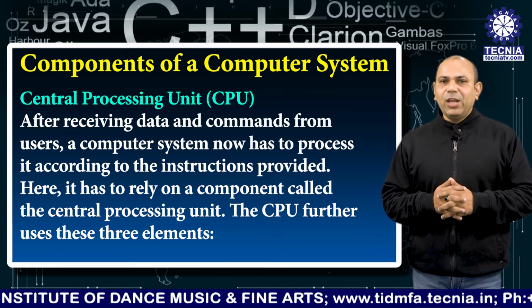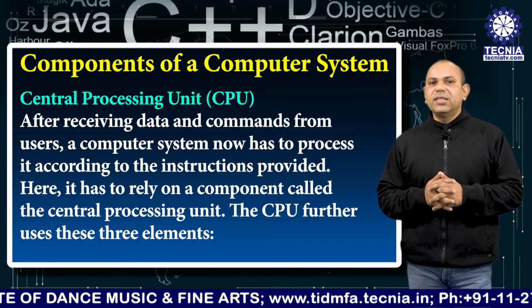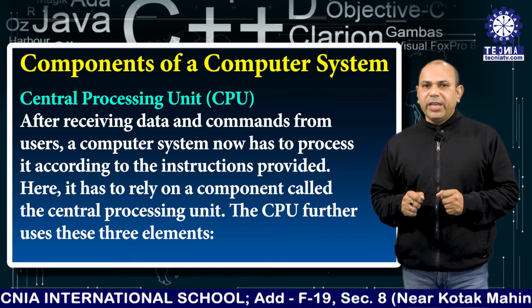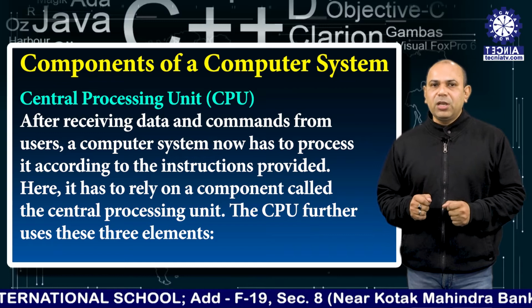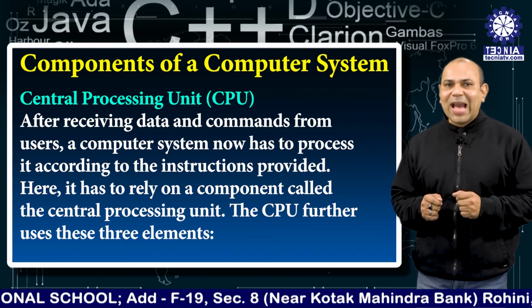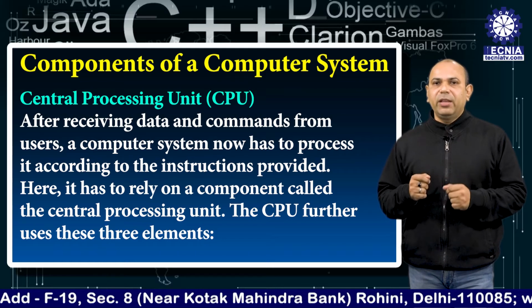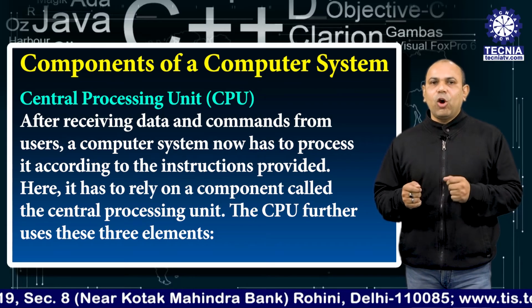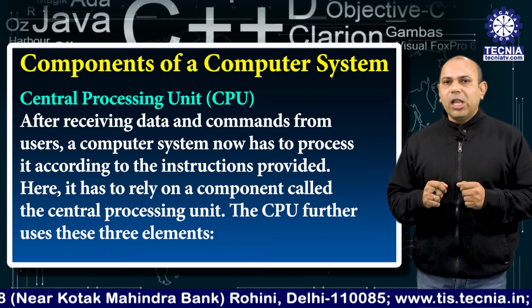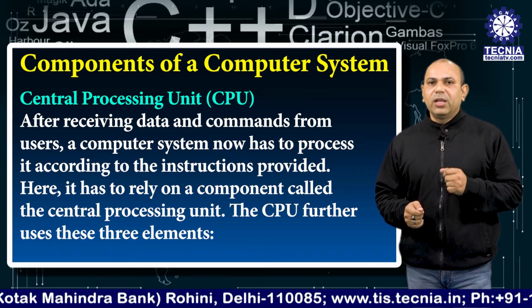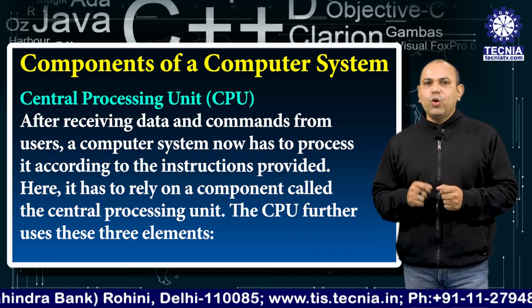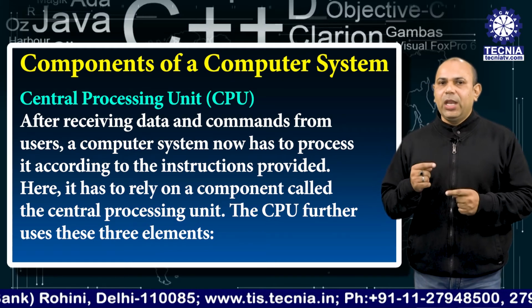Now, the central processing unit, that is CPU. After receiving data and commands from the user, a computer system has to process them according to the instructions provided. Here it has to rely on a component called the central processing unit. The central processing unit, CPU, further uses these three elements.